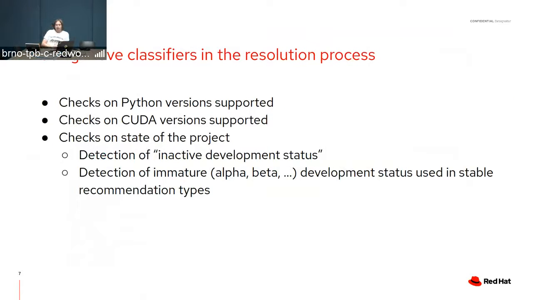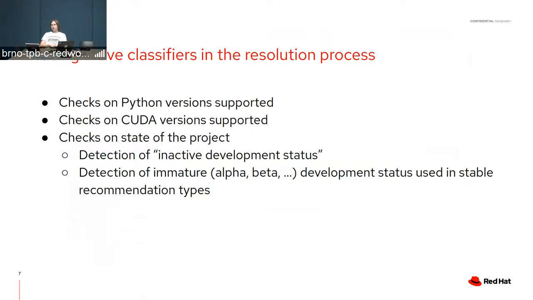As of now, Thoth uses three types of trove classifiers. The first one is specific to Python or supported Python version. The other one is specific to supported CUDA version. And then there is a trove classifier that is specific to development status. So if a package has inactive development status, then users of Thoth are notified about this fact. We also detect, let's say, immature Python packages that users can consume.